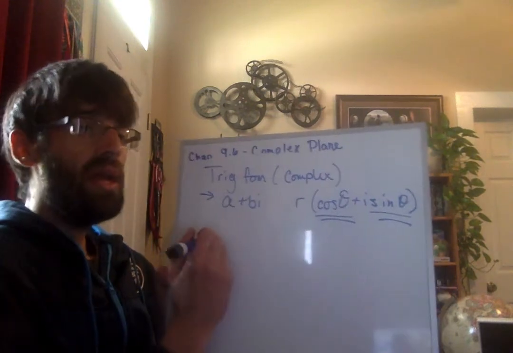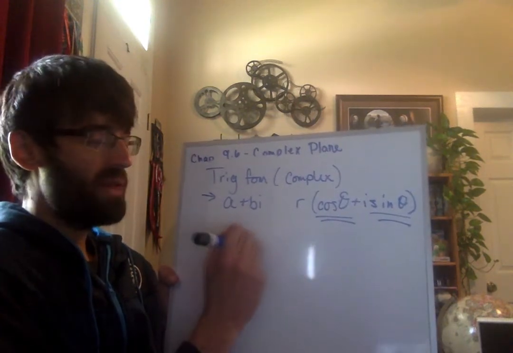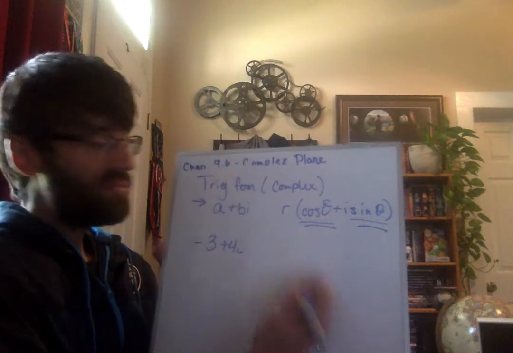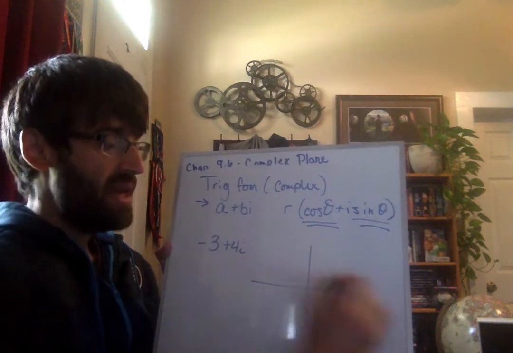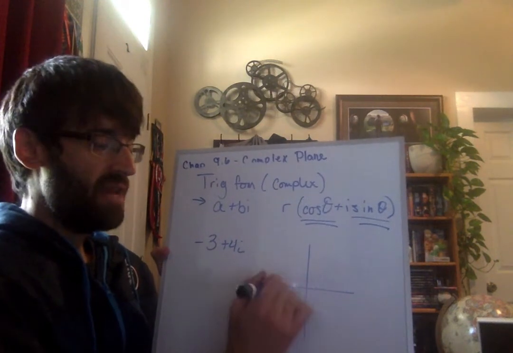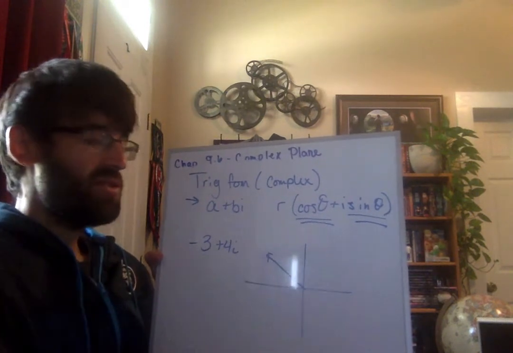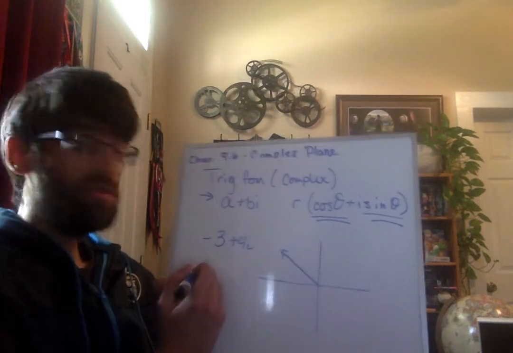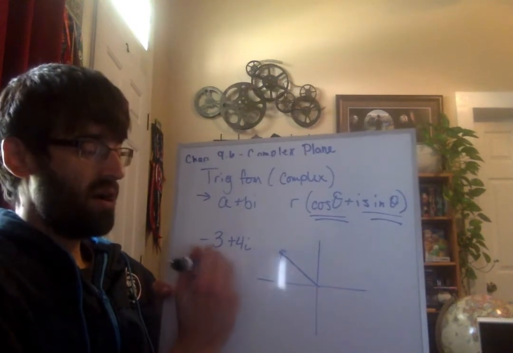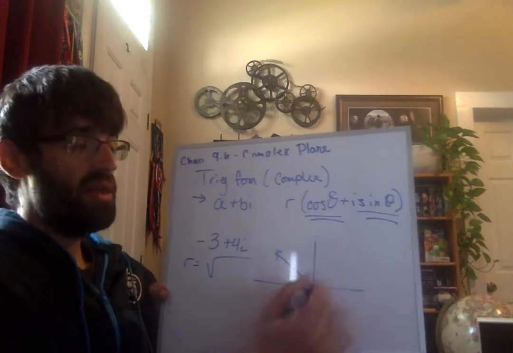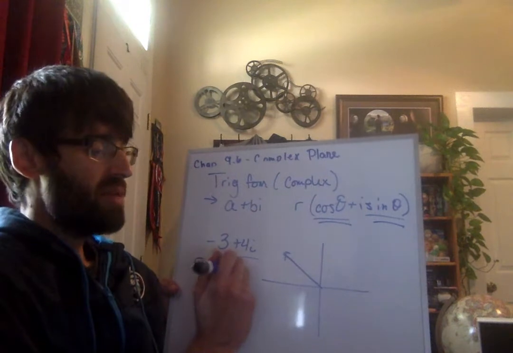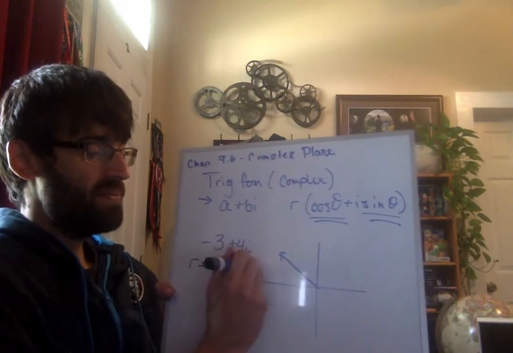So if I was given negative 3 plus 4i, I'm going to graph it out. Negative 3 plus 4i is here in quadrant 2. So I am going to have to use reference angles. Now the first thing I'm going to do is find r. Remember, that is your distance away from the center. So I'm going to do that Pythagorean.